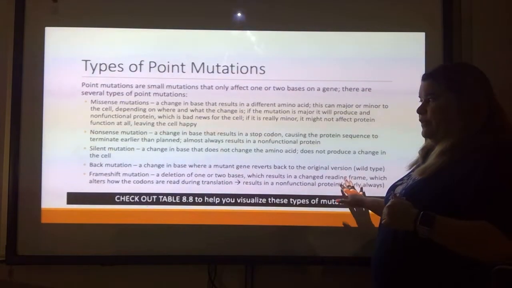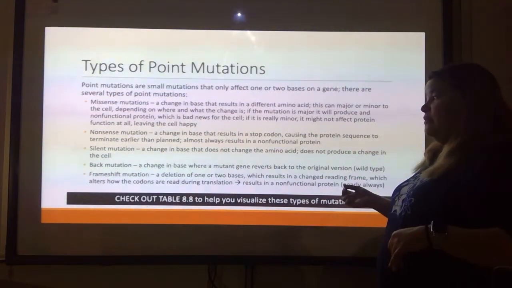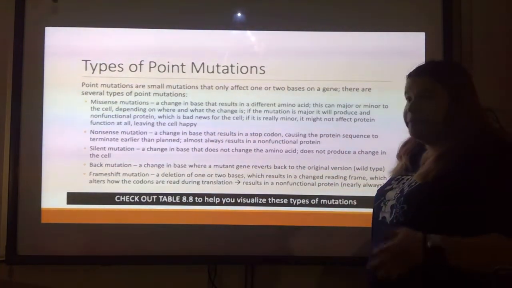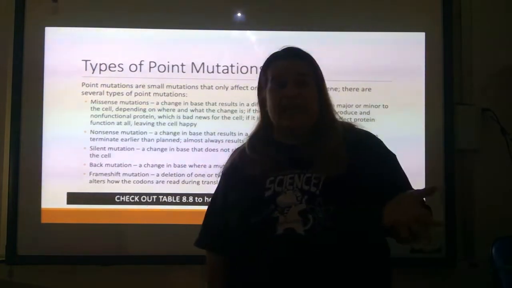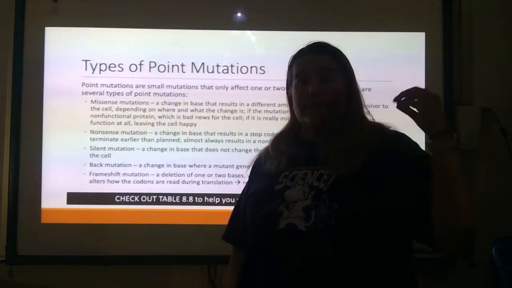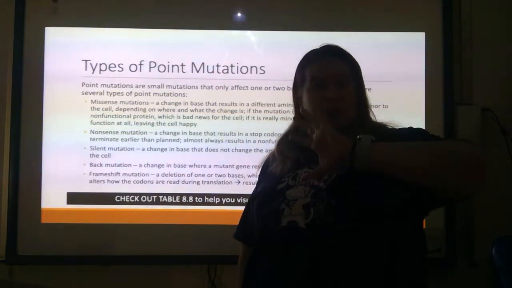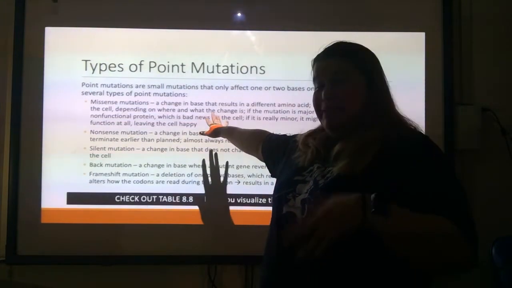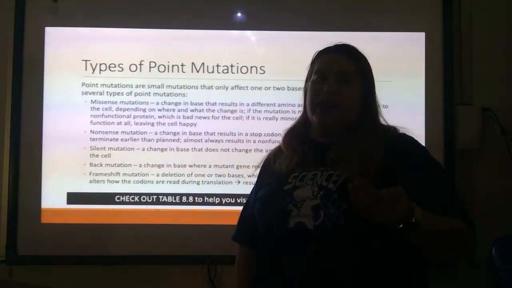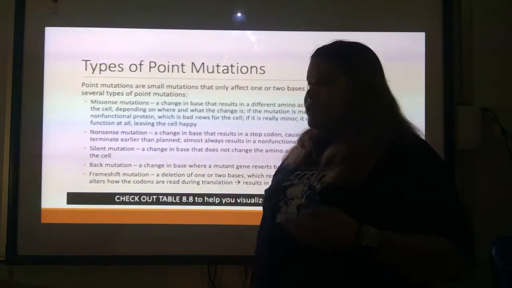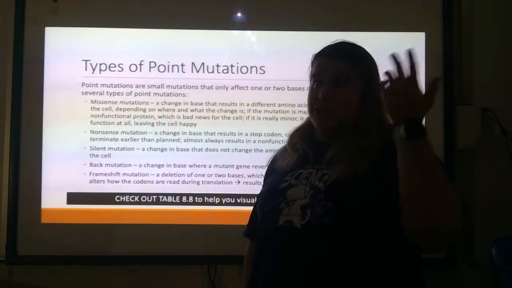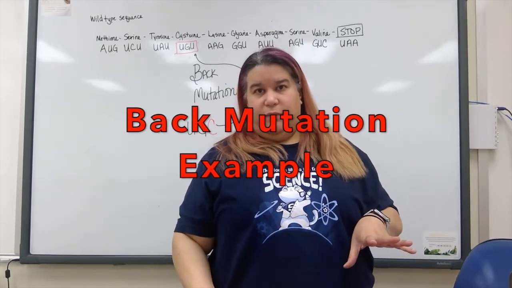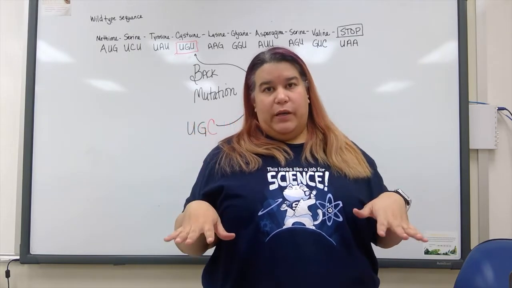Back mutation. It's a change in a base where the mutant gene, the thing that changed, reverts back to the original version, to the wild type. Does it happen in real life? Yes. Why? I don't know. But sometimes a mutation will just kind of reverse itself. When it does, when it's something that could potentially be dangerous, this is a very good thing. When it does, when it's a silent mutation, it's good that it did, but it didn't really change anything. Back mutation. I revert back to what I originally was.